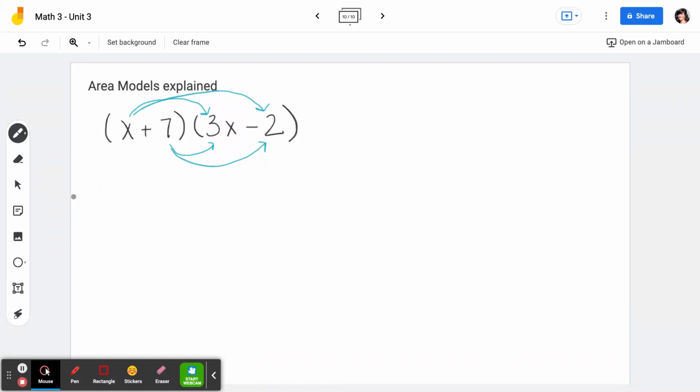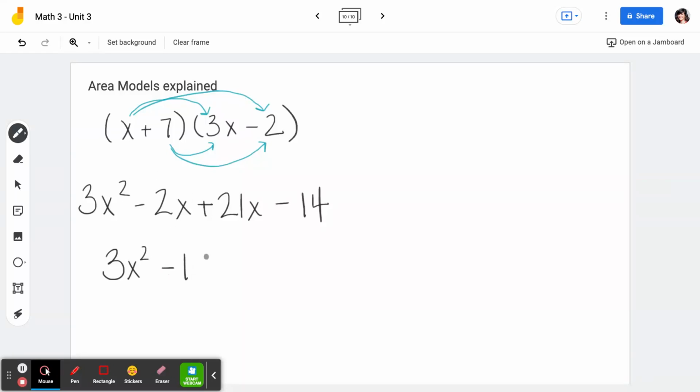So x times 3x gives us 3x squared. X times negative 2 gives us negative 2x. 7 times 3x gives us 21x. And 7 times negative 2 gives us negative 14. Then we combine like terms. So we have 3x squared. That one didn't have anything to combine with. Negative 2x plus 21x gives us negative 19x. And then finally, the last term is negative 14.